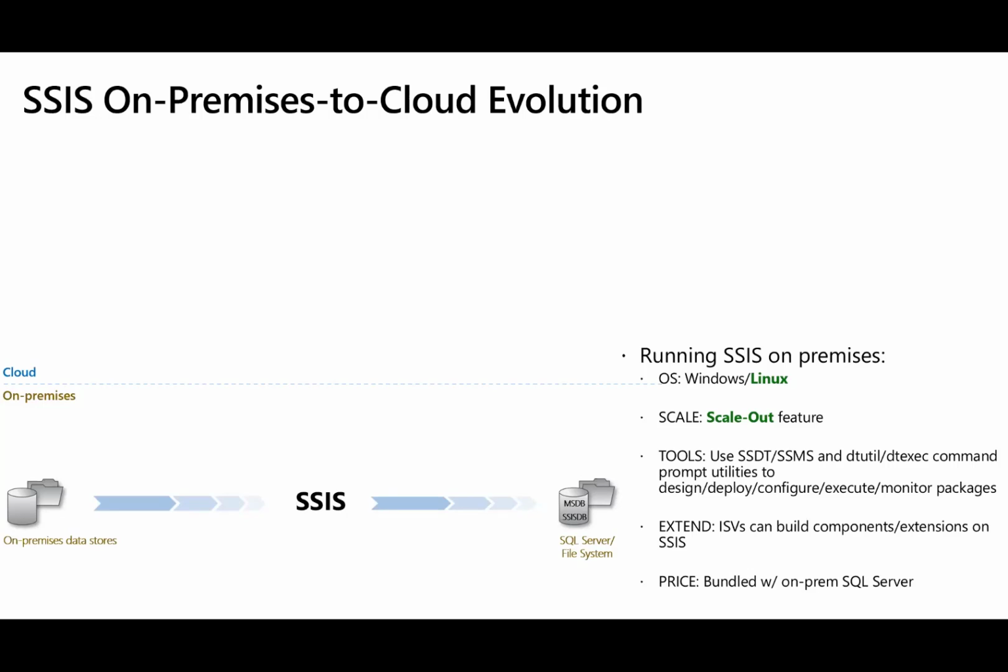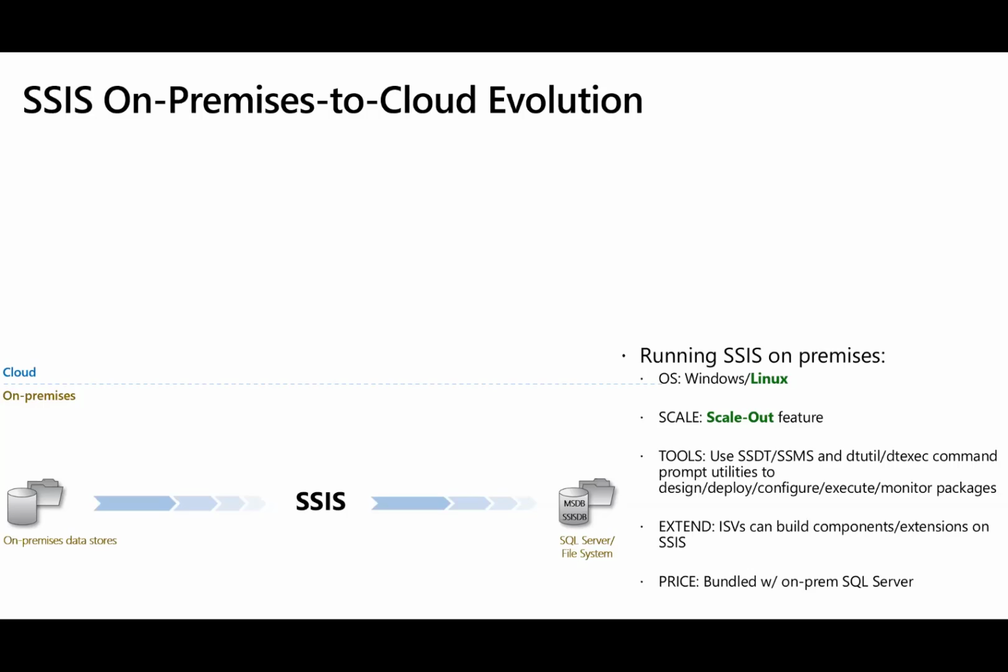The original deployment model was called the package deployment model, where you actually deploy your packages into a file system or MSDB. And in 2012, we introduced the SSIS catalog or SSISDB, so you can deploy your packages into, for example, a SQL Server SSISDB database, where you can have a better interface and better logging solution, etc.